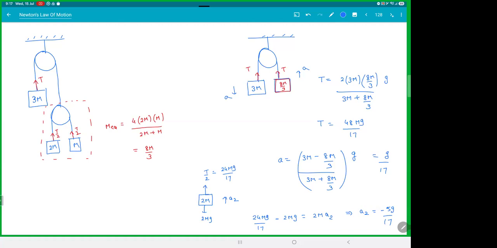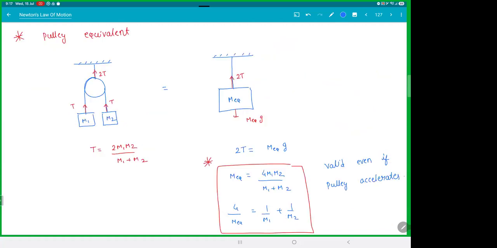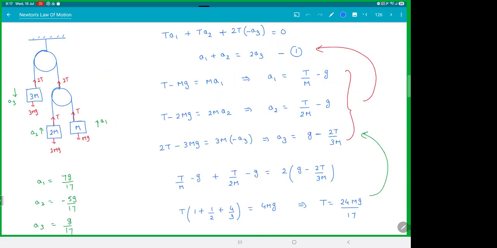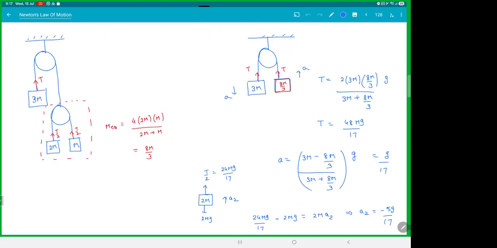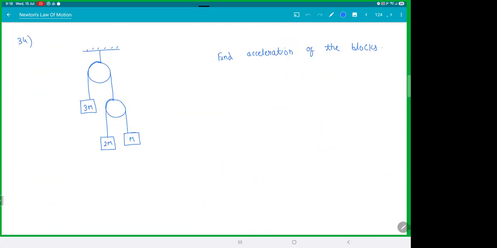Sure with this? So that's the thing. If you have a 3-block system, you can replace that whole thing with M equivalent, and then it becomes an Atwood machine, and then you can figure it out. Got the idea? It saves you time from equations. So let's see one like this. Now you guys try. I'll give you a similar one.